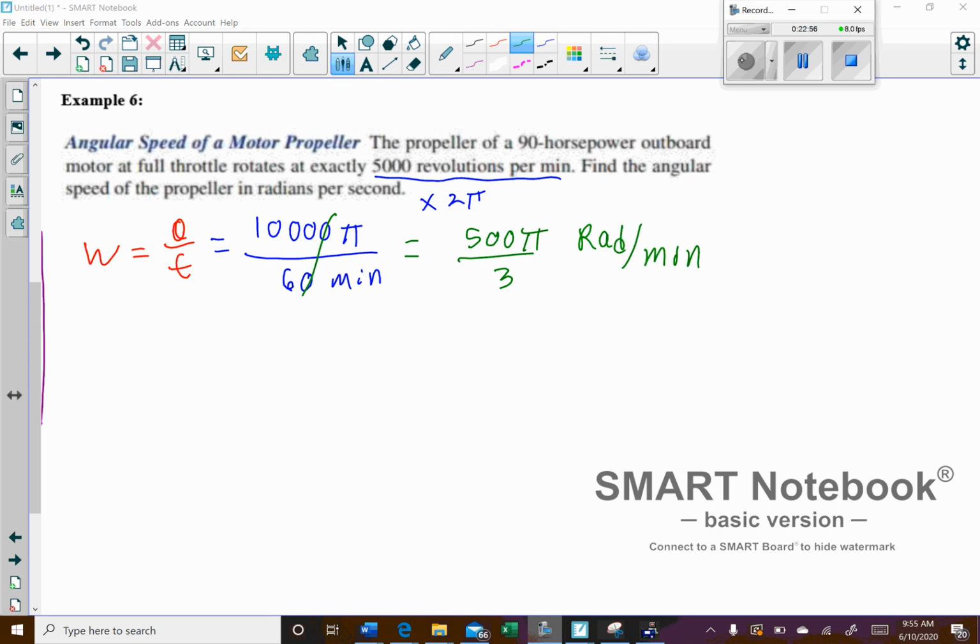Okay, now that I look at this, I think that actually is going to be our answer. I'm sorry, I made a little mistake here on the 60 minutes. So they actually told us 5,000 revolutions per minute. So that was by 60 seconds. And so then once I divided by the 60 seconds, it converted it to radians per second. Okay, so yeah, that's our answer right there.